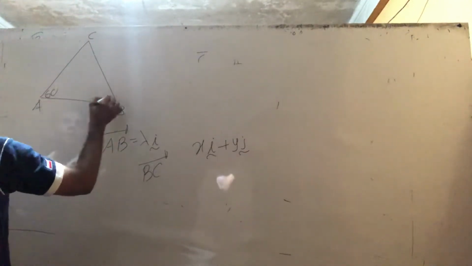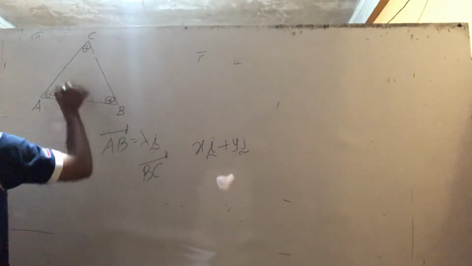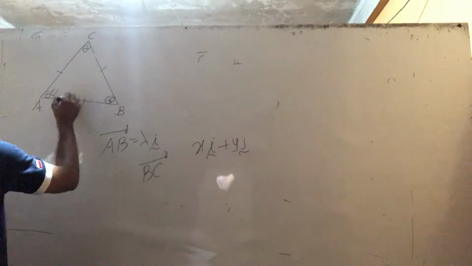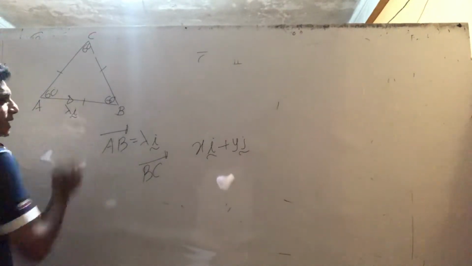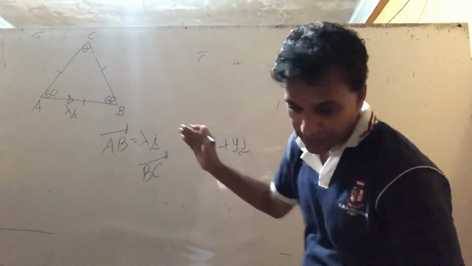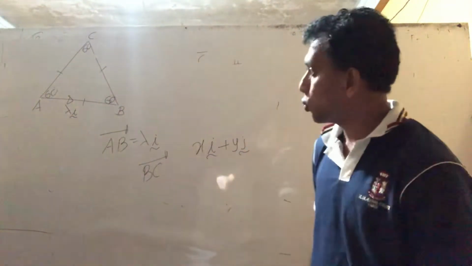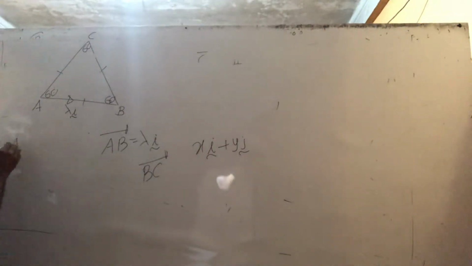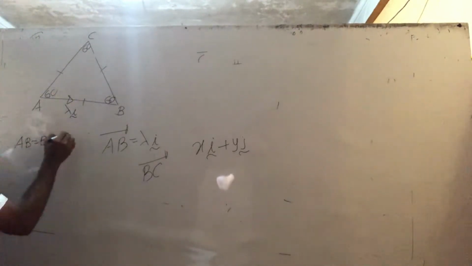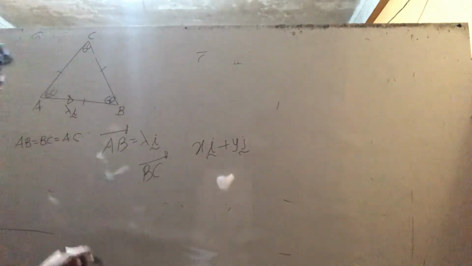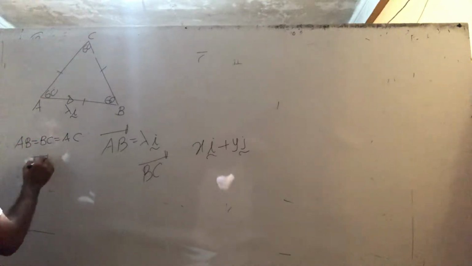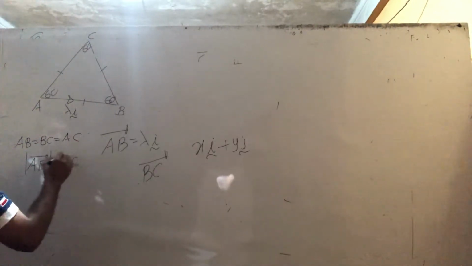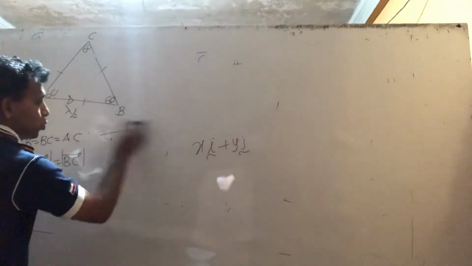Equilateral triangle: the angles are 60 degrees and they are equal. AB is given as lambda vector i. In the question, show the vector BC in the form of x i plus y j. How do we do that? You know that in an equilateral triangle, the magnitude of AB equals BC equals AC. Three sides are equal. That means in vector notation, the modulus of BC equals the modulus of AC.